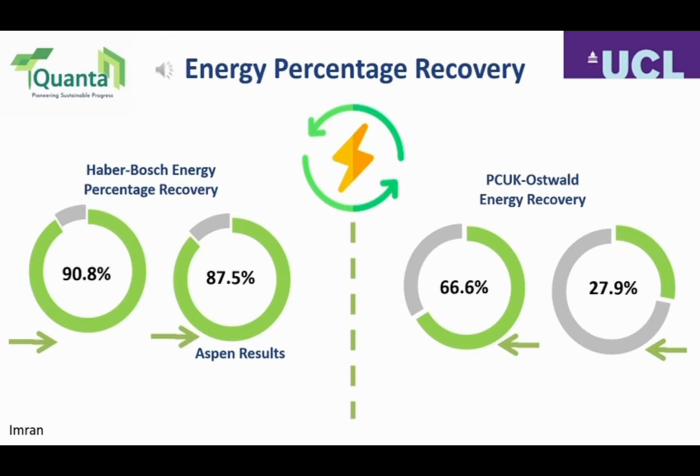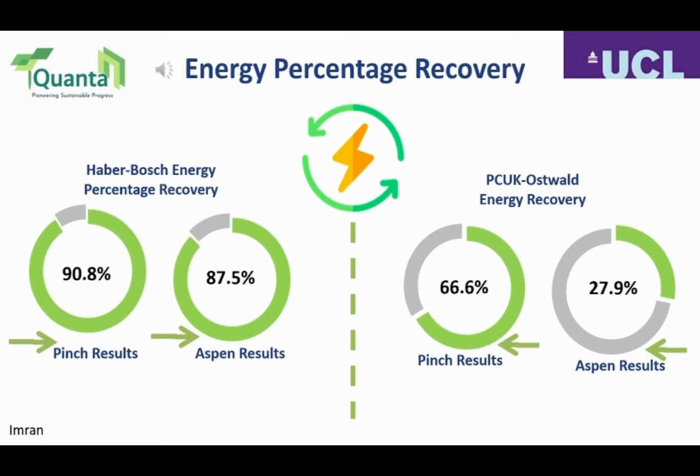For the Haber-Bosch, the pinch analysis predicts 90.8% recoverable sensible heat, while Aspen achieves 87.5%. This close value shows that this loop performs thermodynamically well for heat recovery. The minor differences may be due to limited heat transfer area.